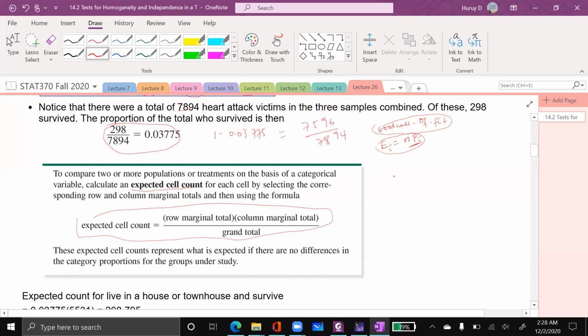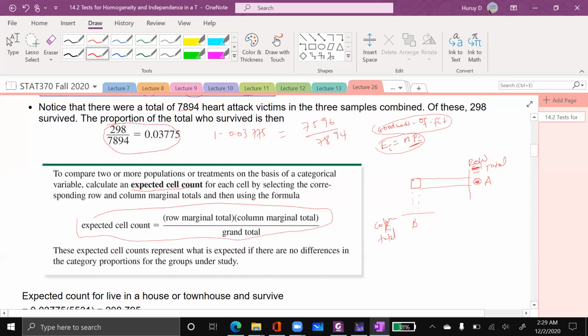Okay, so to find the expected value of this cell, there is a corresponding column total. This is the marginal column total. So we have a number here. Let me call this A. And then we have another total here. Let me call it B. Here we have the row totals. This is the row total, and this is the column total.